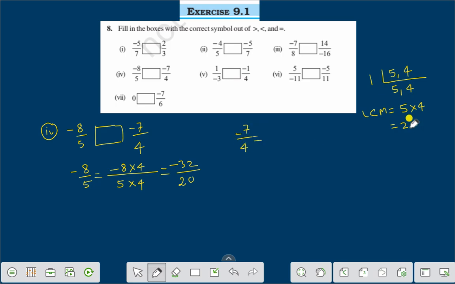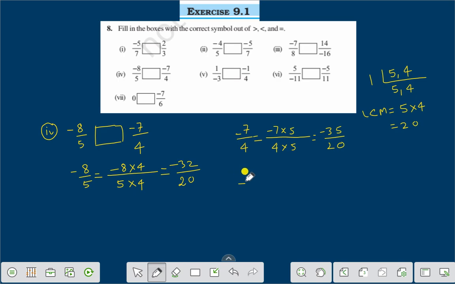Now here you see, if we divide 20 by 4, we will get 5. Then we have to multiply numerator and denominator by 5. It is 4 into 5 and minus 7 into 5, and you are getting minus 35 and 4 into 5 is 20.